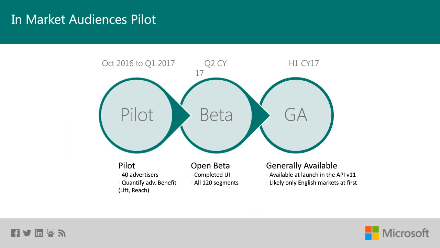So we've started a pilot. We started earlier last year, and we have about 40 advertisers today in the pilot. We've quantified what the benefit is in terms of the lift they're seeing for conversion rates as well as cost per acquisition. We've also looked at the reach, what percentage of their impressions are in market versus out of market, and we are seeing very positive results. I'll share that with you in the next slide. We are planning to go into an open beta in the early Q2 calendar 17 timeframe, and the GA is likely to be sometime towards the end of the first half of this year.